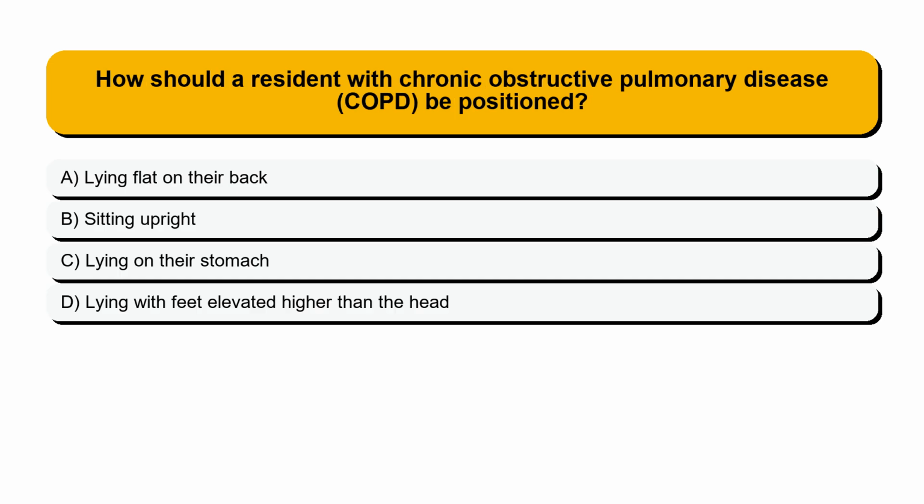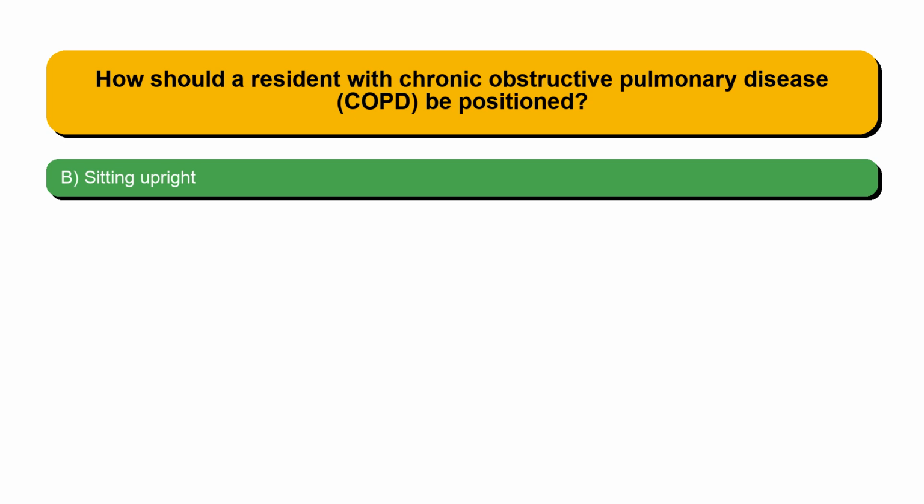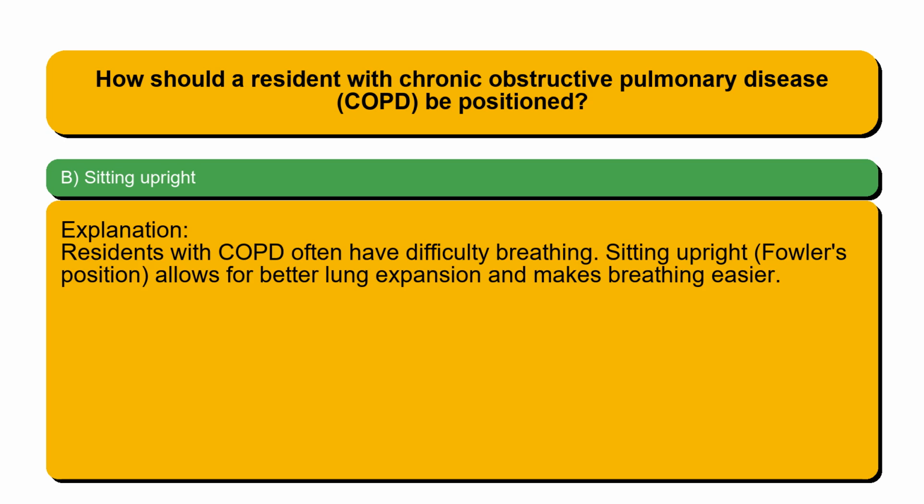Question 35. How should a resident with chronic obstructive pulmonary disease, COPD, be positioned? Option A, lying flat on their back. Option B, sitting upright. Option C, lying on their stomach. Option D, lying with feet elevated higher than the head. The correct answer is option B, sitting upright. Residents with COPD often have difficulty breathing. Sitting upright, Fowler's position, allows for better lung expansion and makes breathing easier.